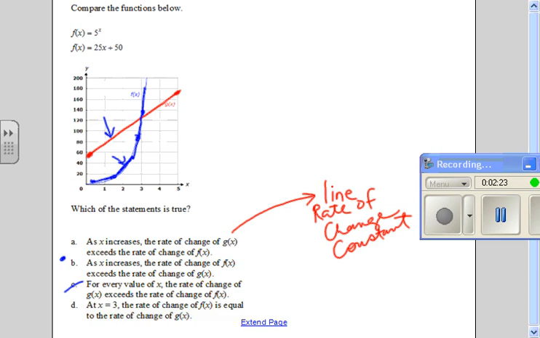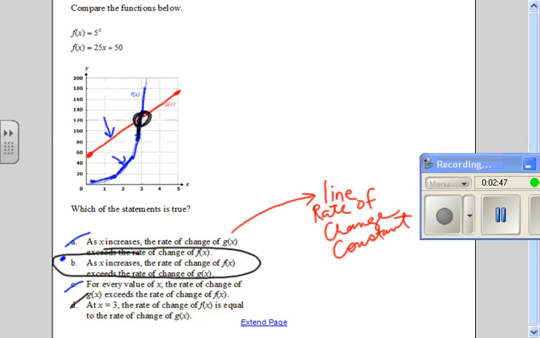Let's mark out those. And then D, at x equals 3, right here, the rate of change of f of x is equal to the rate of change of g of x. Wrong. At 3, their y values are equal. Okay? But the rate of change is the steepness, and you can figure that out. You can see this one, the blue one, is almost totally vertical, whereas g of x is still the same slope. So it's not D either. The answer is, in fact, B.